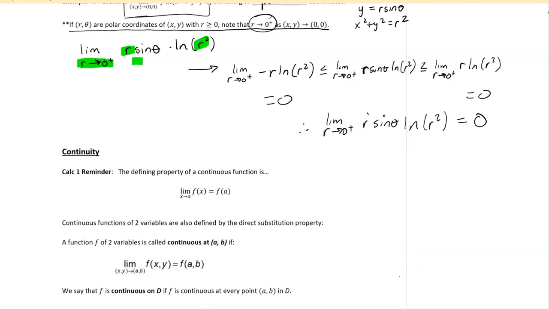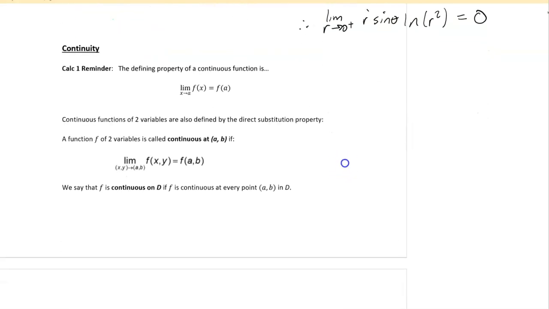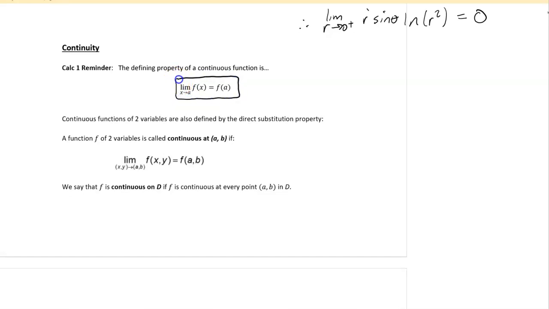All right, so continuity. If you recall from last year, our definition of continuity said that a function is continuous at a point if the limit as x approaches that value is equal to the function evaluated at that value.